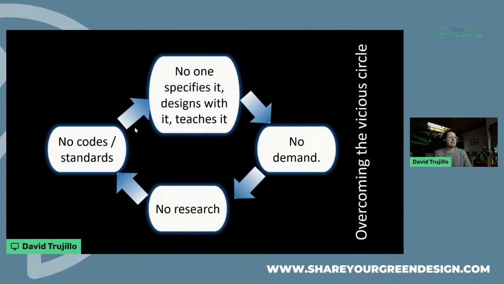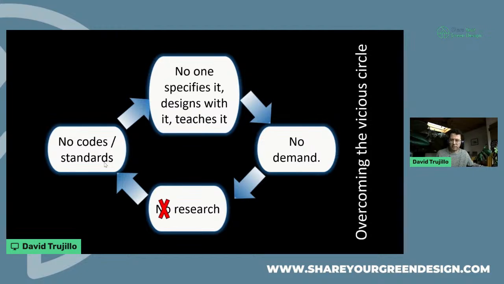So back in, I think, 2017, I gave a talk where I presented this vicious circle. We have a problem that we have no codes and standards, so people can't specify it or design with it or teach it. So there's little demand, and because there's no demand, why should we research it? And because we don't research it, there are no codes and standards. So I felt that we had to break this cycle.